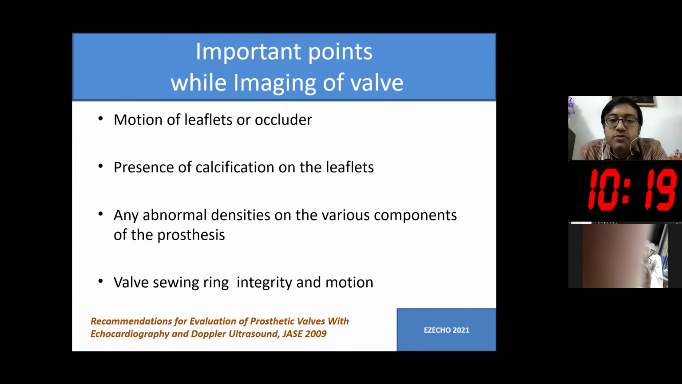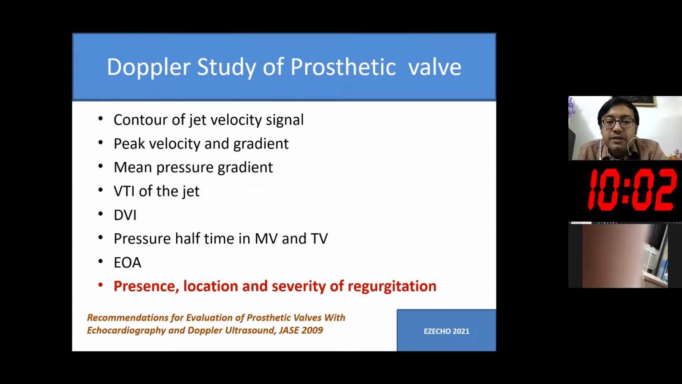Important points while imaging the valve: we should look for the motion of the leaflets or the occluder, and the presence of any calcification or pannus on the leaflets. We should also look for any abnormal densities, which can be either thrombosis or pannus on the various components of the prosthesis, and also the sewing ring integrity and the motion of the valve, which is very important. A few Doppler parameters should be routinely assessed during the Doppler study of a prosthetic valve, such as the contour of the jet velocity signal.